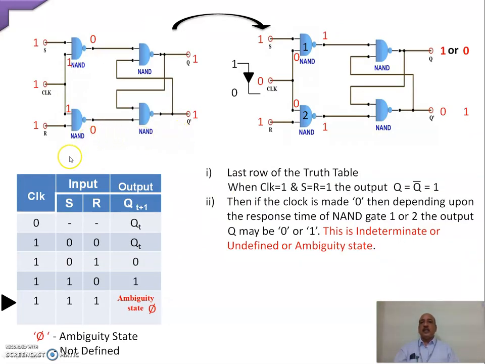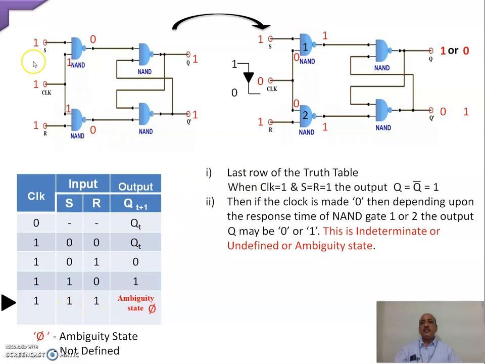Now here, let us see. In a clocked SR flip-flop, when S is equal to 0, R is equal to 0, there is no change. When S is equal to 0, R is equal to 1, it is reset. S is equal to 1, R is equal to 0, it is set. All these things will be similar to that of an SR flip-flop. The only thing, the problem which we were facing, that is the invalid state in the SR flip-flop, that can be overcome here. Let us see the last possibility, that is S is equal to 1, R is equal to 1.